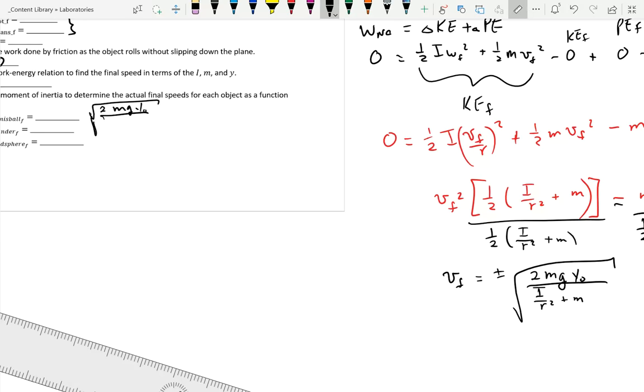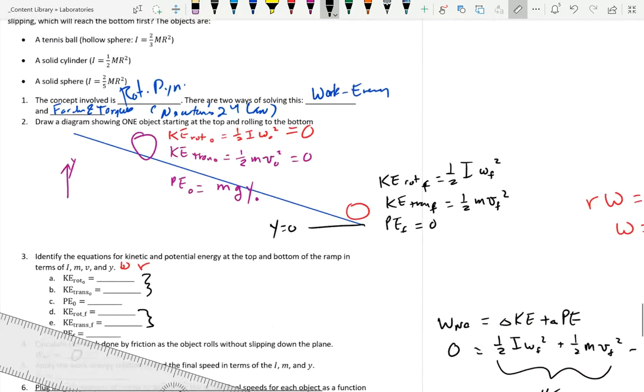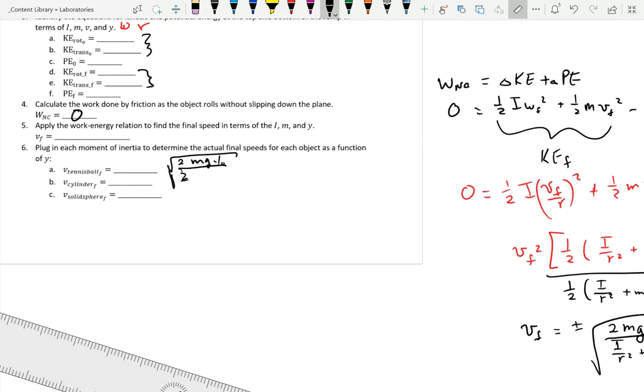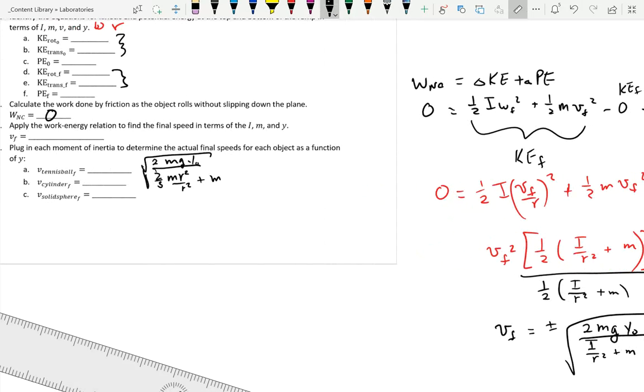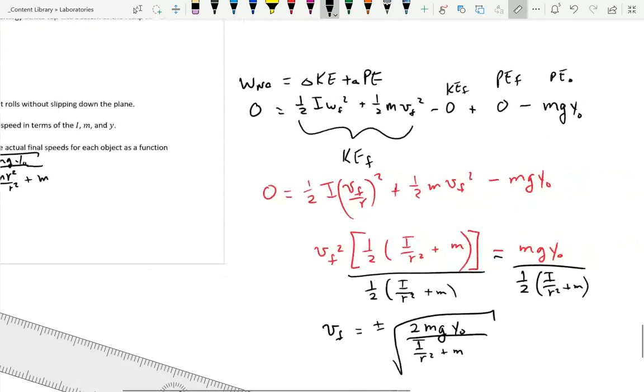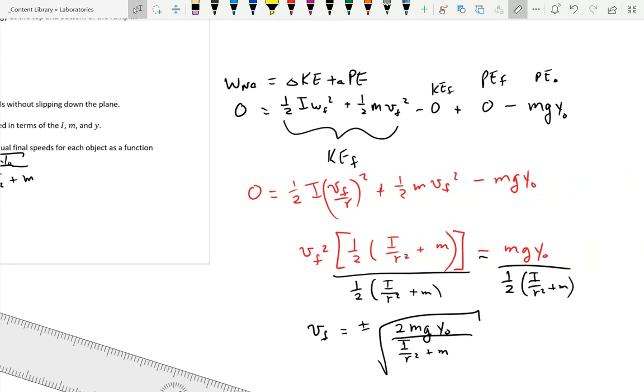all over. So the tennis ball was 2/3. 2/3 MR squared over R squared plus M. Why did we have 2 and GY initial? Because I divided by 1/2. Dividing by 1/2 becomes 2 on top.